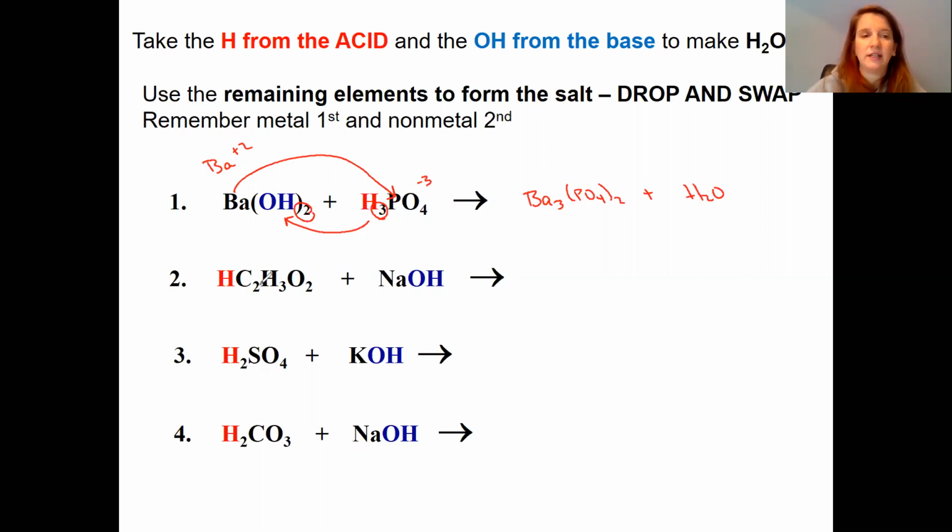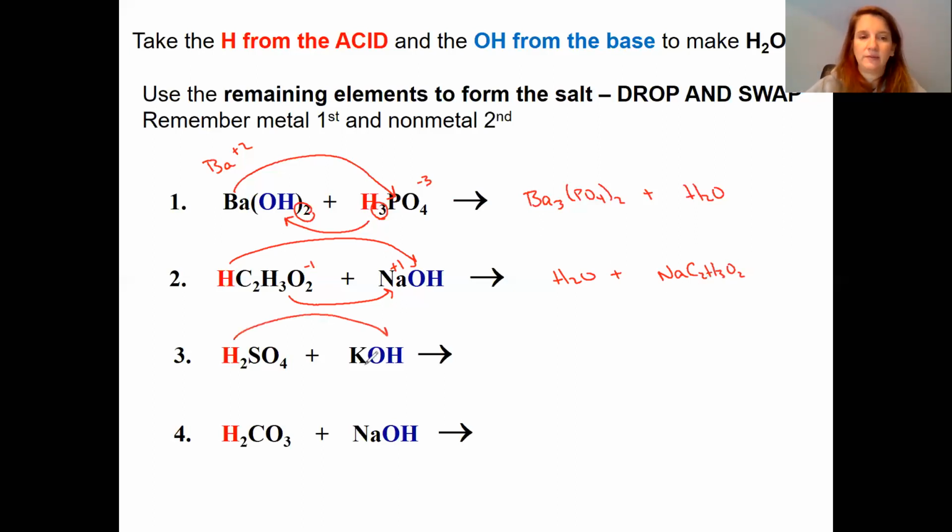All right, down here, again, your outside ions go together, your inside ions go together. It doesn't matter which one over here you write first. If you write the water first, if you write the salt first, it doesn't matter. So we're making water, H2O, and salt. Na has a +1 charge. Acetate, C2H3O2, has a -1 charge. The metal gets written first. So when you drop and swap, that becomes NaC2H3O2.